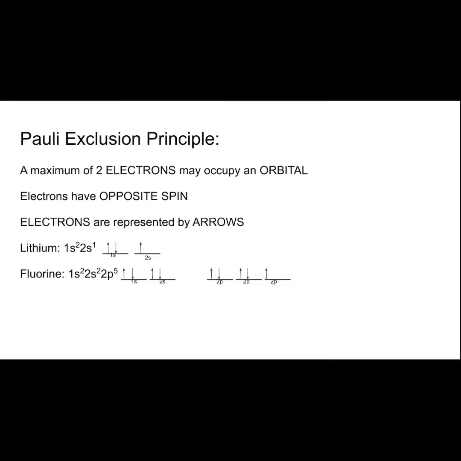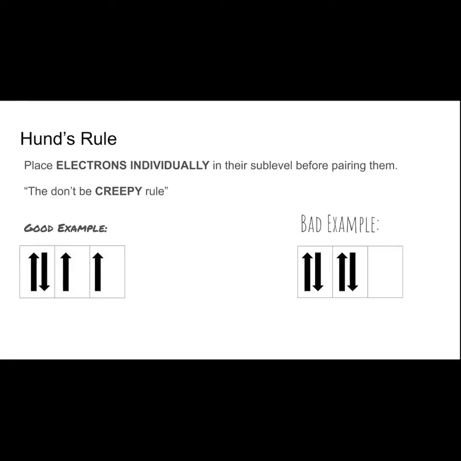The Pauli exclusion principle says a maximum of 2 electrons may occupy an orbital. Electrons have an opposite spin, so they're moving in different directions. And we can represent them by arrows. So if I have lithium, which its electron configuration is 1s2, 2s1, then my arrows would look like that. And so the little lines above 1s and above 2s are basically orbitals. So again, I can have 2 electrons in each orbital. And then my sublevels would be 1s, 2s, and then I have my electrons represented by arrows.